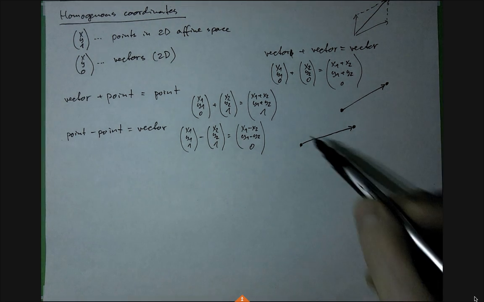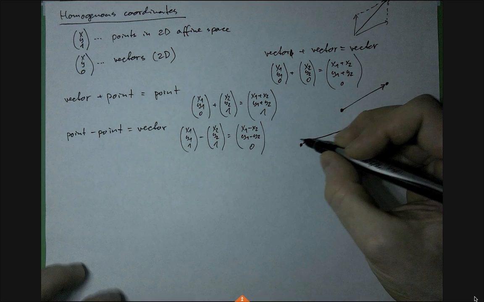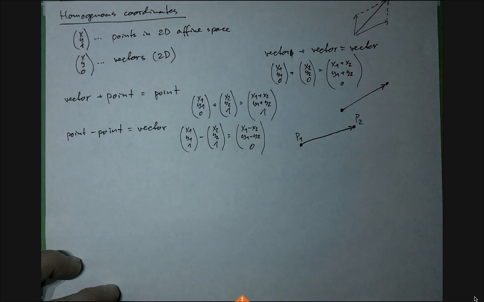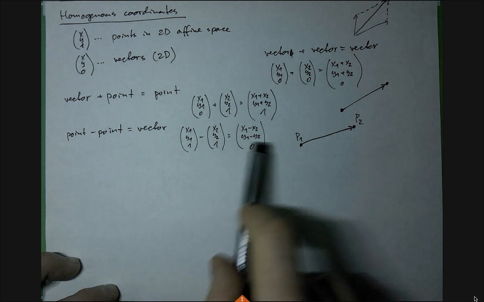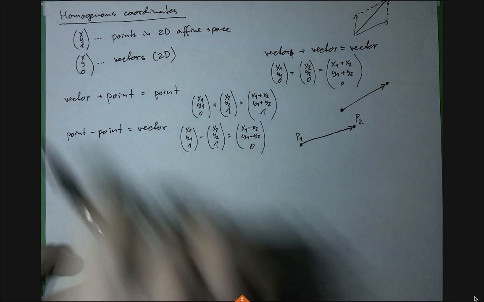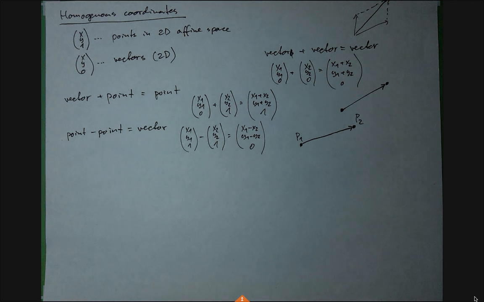Or the vector pointing from one point to another, right? If this was my point P1, point P2, this would be the vector. The nice thing is that, again, the zeros subtract, the ones subtract to 0, so everything nicely works with the homogeneous coordinate, which I think is sort of cute.